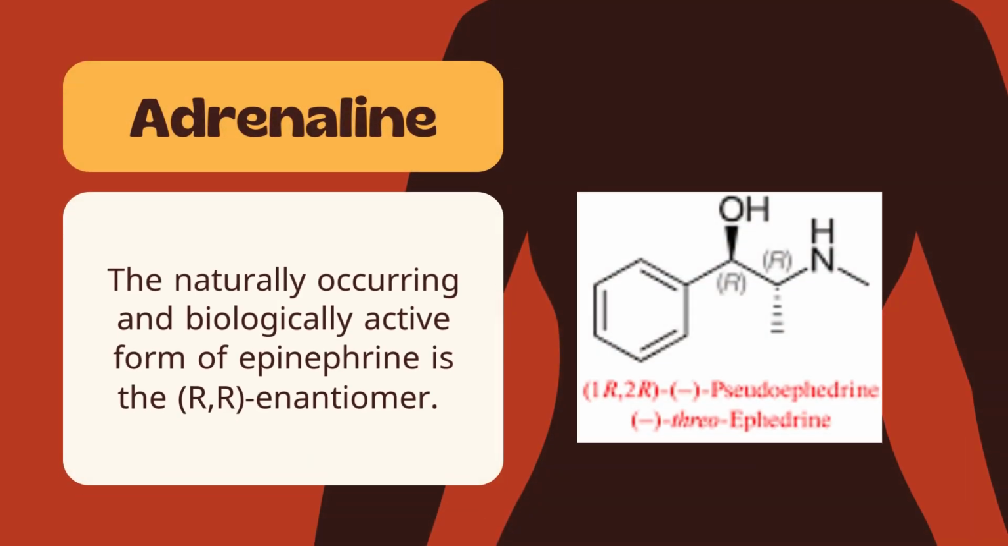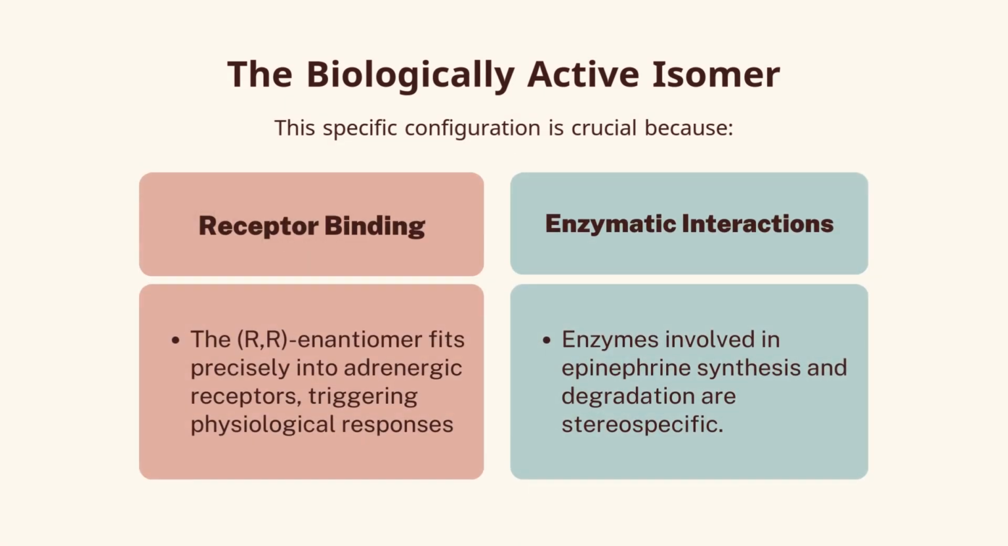The naturally occurring and biologically active form of epinephrine is the RR enantiomer. This specific configuration is crucial because of receptor binding. The RR enantiomer fits precisely into adrenergic receptors, triggering physiological responses. Enzymatic interactions. Enzymes involved in epinephrine synthesis and degradation are stereospecific.